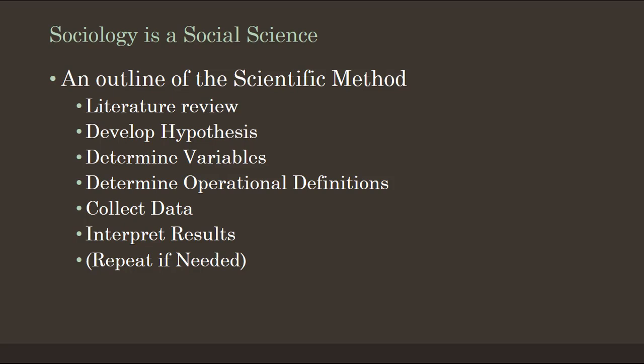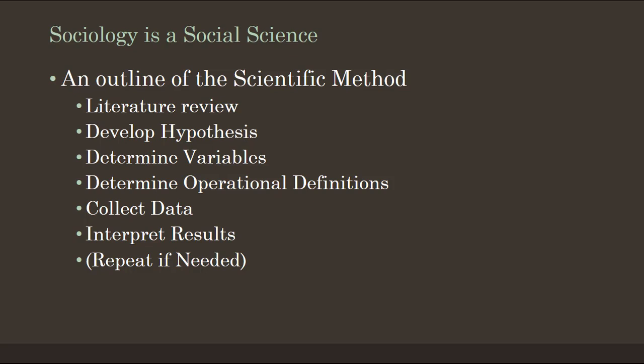Then you determine your variables. What are the if-then statements, right? Your independent and dependent variables. Your independent variable could be being a young black man, and then your dependent variable, getting arrested, right? Or being in jail.